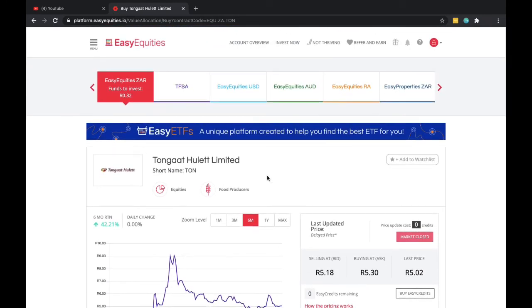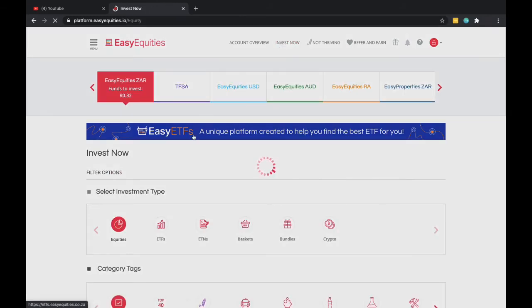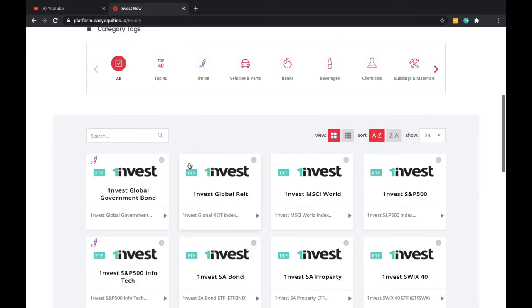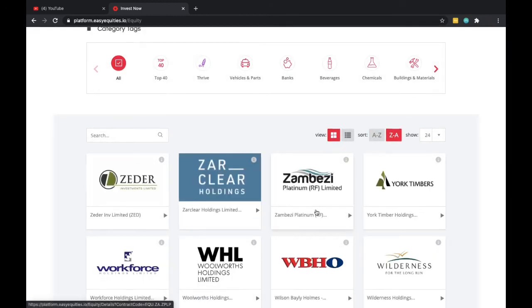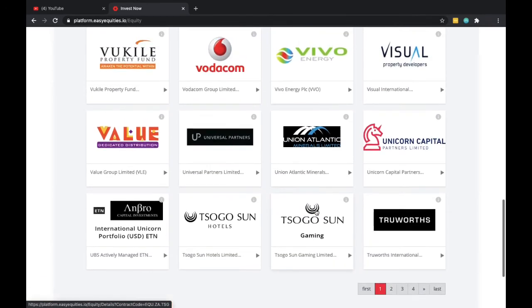Compared to the Sasol, that is like a drop in the ocean. Sasol was at about $500,000 there. Insane. Anyway, that's my second stock pick, which was T, and I chose Tongaat Hulett. Again, if I go to ZA, when I look at stocks, we're looking at the third stock now, which is U.